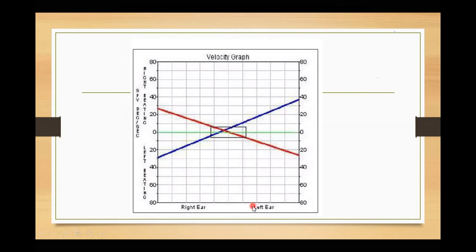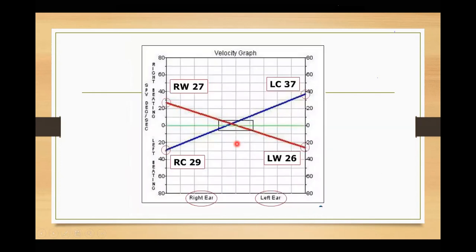Okay, let's see the numbers next. So imagine the SCV for the right warm. When we did a right warm and we recorded a nystagmus, we saw it is 27. Okay, so right warm will create a right beating nystagmus. Okay, so we will mark it in this area. 27, done.